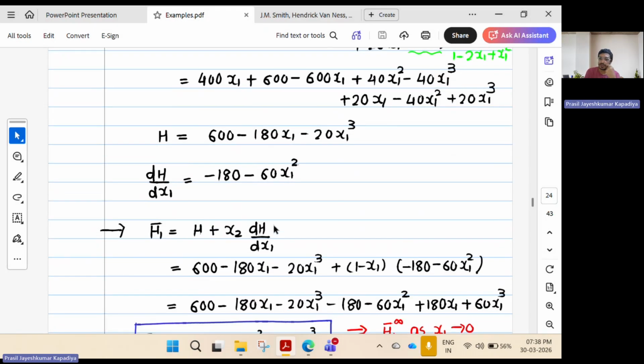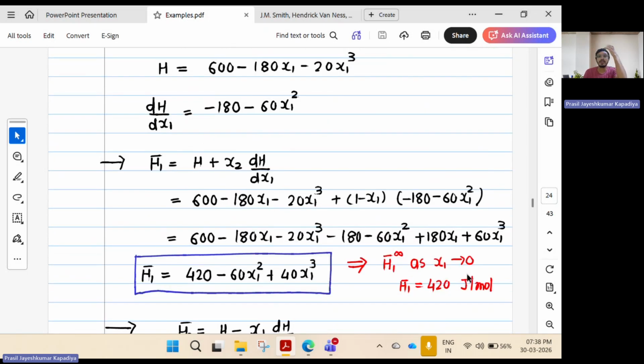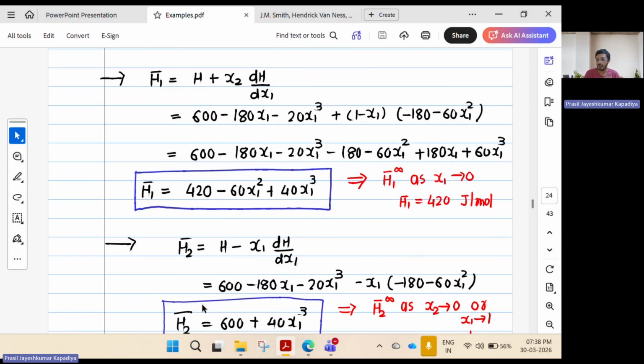If I put everything here, H1 bar is equal to H plus x2 dH dx1. So H is 600 minus 180 x1 minus 20 x1 cube, plus x2, which is 1 minus x1, times dH dx1, which is minus 180 minus 60 x1 square. So it is this term as it is, and if we expand this, it is minus 180 minus 60 x1 square plus 180 x1 plus 60 x1 cube. So we will have H1 bar is equal to 420 minus 60 x1 square plus 40 x1 cube.